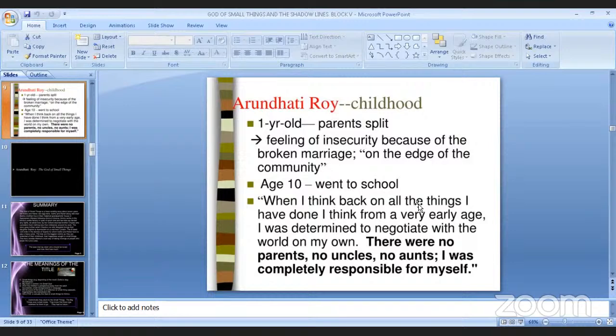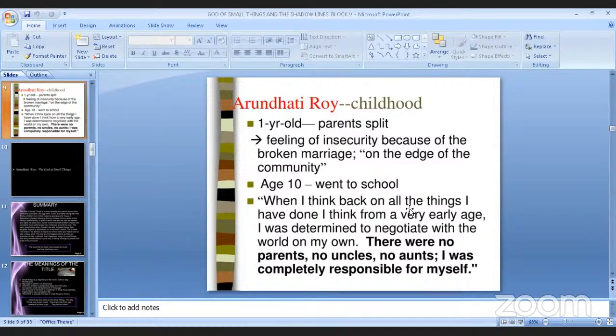Let me just talk about Arundhati Roy. She was a year old when her parents divorced. They split, they separated. So she had this feeling of insecurity because of the broken marriage, on the edge of the community. At age 10, she went to school.